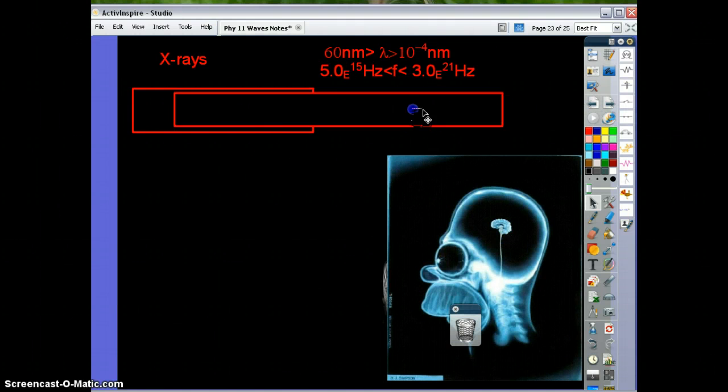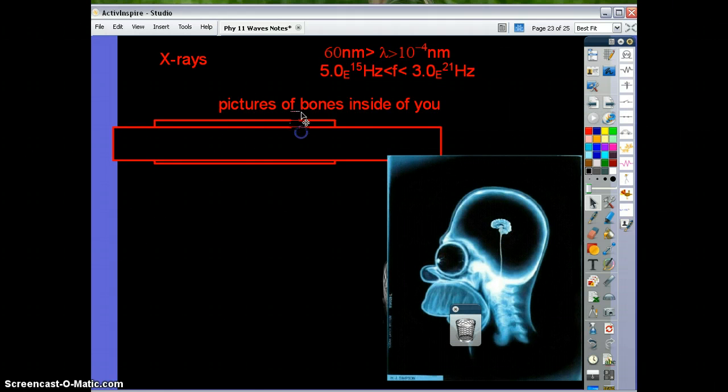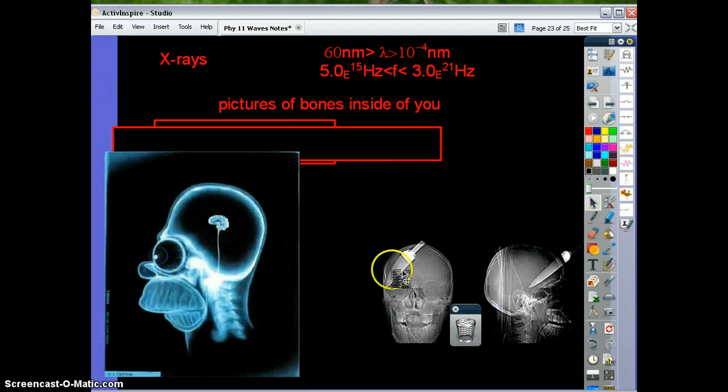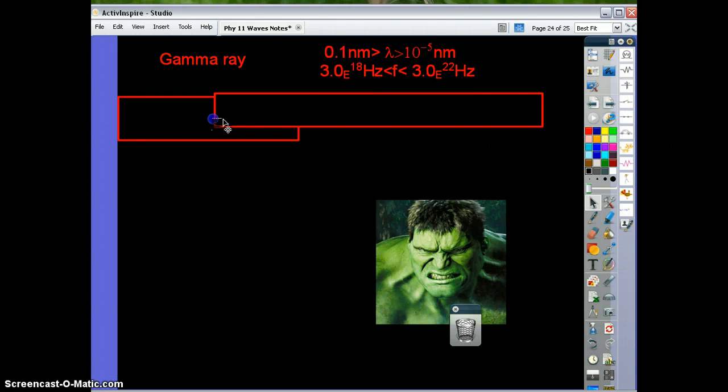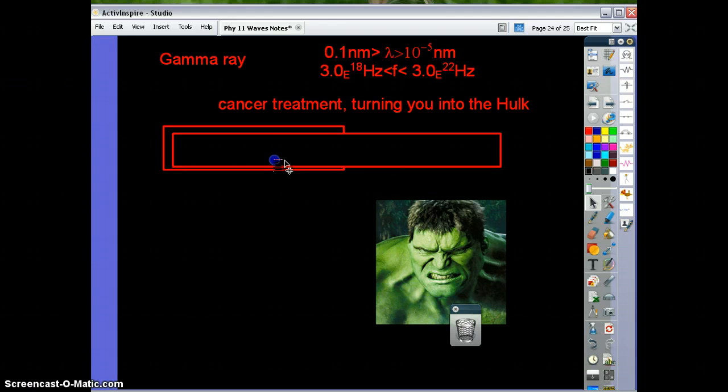X-rays follow ultraviolet, and X-rays, of course, the best use is to show pictures of bones inside you. Kind of neat. Here's a legitimate picture here of a knife in a person's head. That's kind of creepy. And lastly, gamma rays are the most energetic. They have the smallest wavelengths and the highest frequencies. And of course, cancer treatment. If you are getting radiation therapy, you are being radiated with gamma rays. Of course, they can also turn you into the Incredible Hulk.